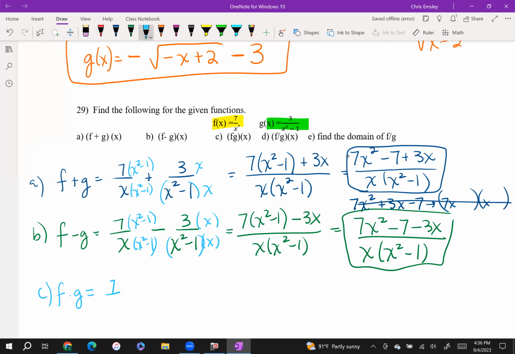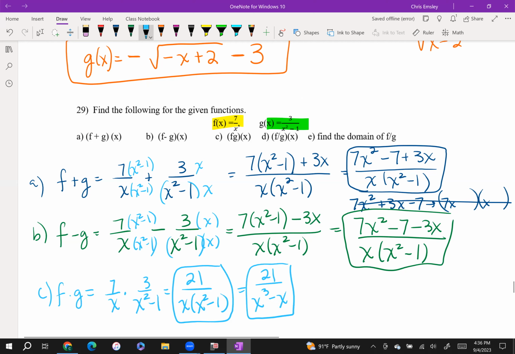So we have 7 over x times 3 over x squared minus 1. Not much work to do here when we are taking the product of two fractions. You just multiply across the top, so 7 times 3 is 21, and multiply across the bottom. You can distribute if you want to, but I honestly would just leave it factored. So that's a perfectly good answer. If you distributed on the bottom, you'd have x cubed minus x, also a perfectly good answer.